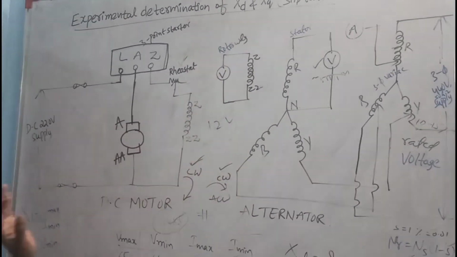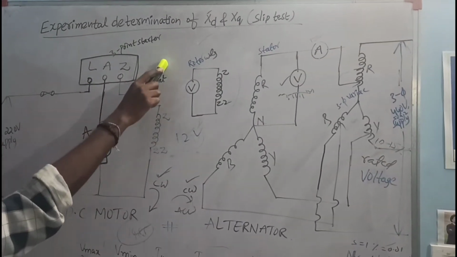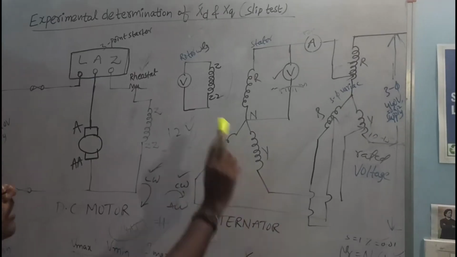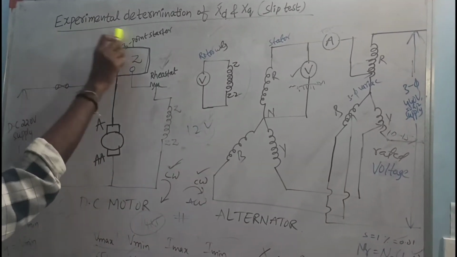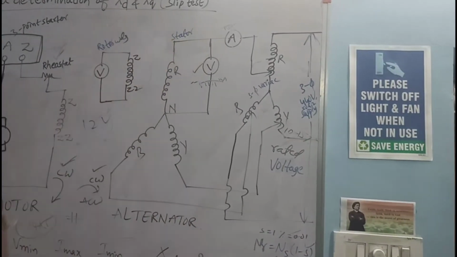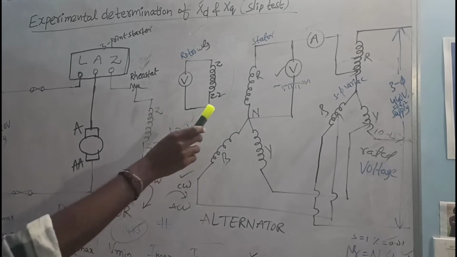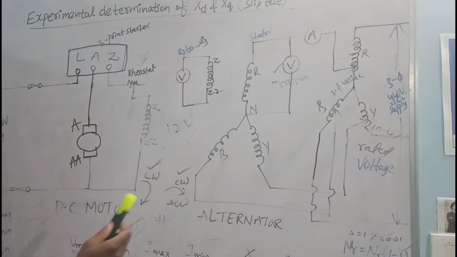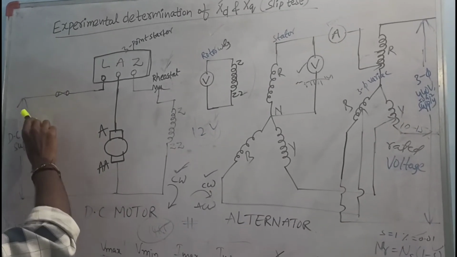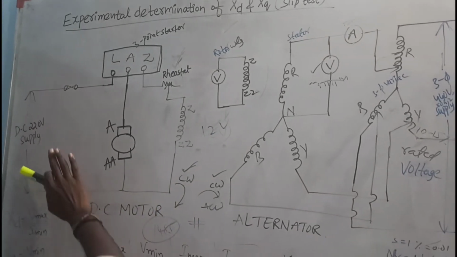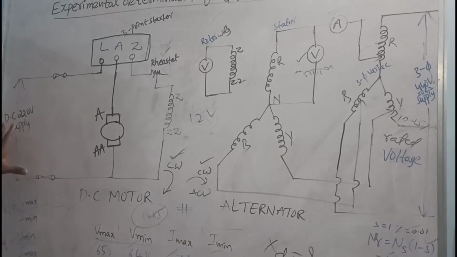Next, what is the procedure to find XD and XQ? This is the DC motor and this is the alternator. First check the rotation of the DC motor and the alternator. Check the directions. If the DC motor rotation is clockwise and the alternator rotation is anti-clockwise, you will get a problem, so first check the rotation. First, supply is given only to the DC motor, using a DC source, a 20 volt DC supply.